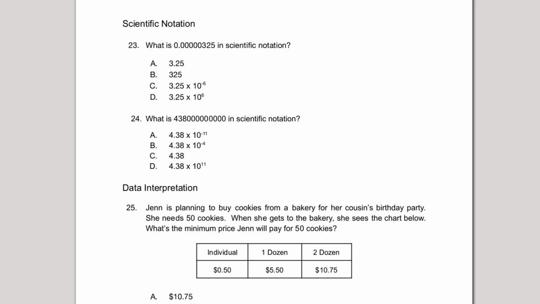Now let's get into scientific notation. With question 23, what is this number in scientific notation? As we look at our answer choices A through D, for scientific notation, we want to rewrite this so that we don't have so many zeros. In this case, this is a really small number, and so we have a lot of zeros to the left of the non-zero digits, this 325.